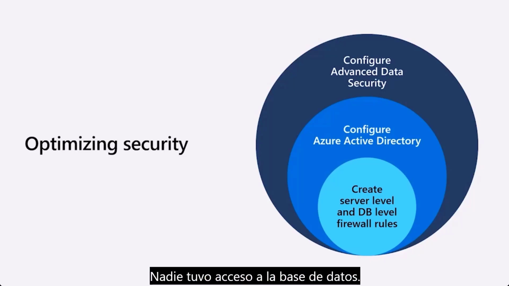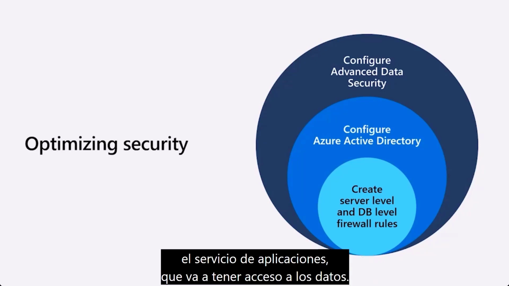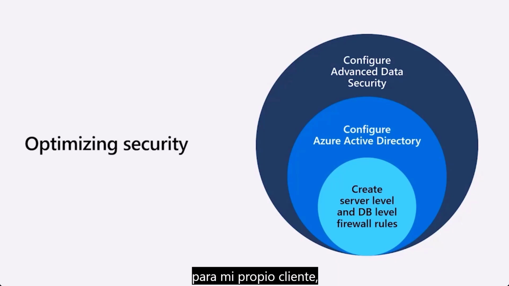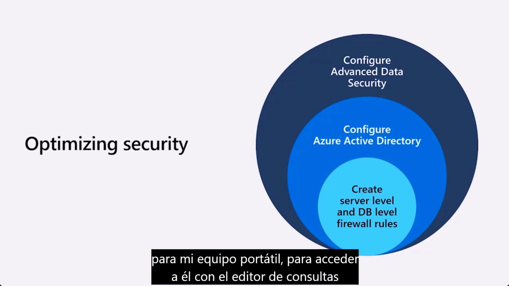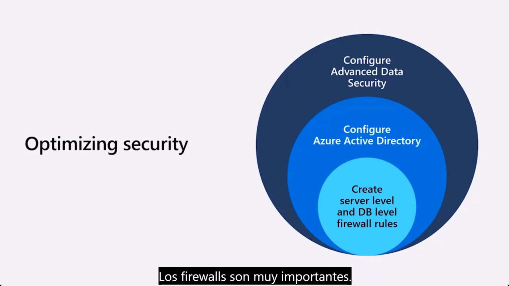Nobody had access to this database. And then after that, we opened for other Azure services, for example, the app service, which is going to access the data. And then we also added one IP address for my own client, for my laptop, so that I could access it using the query editor or using, of course, other tools such as SQL Server Management Studio, Azure Data Studio, etc. So firewalls, very important.